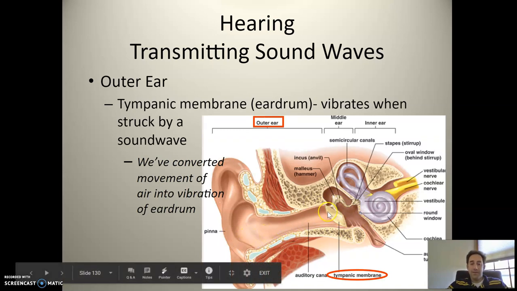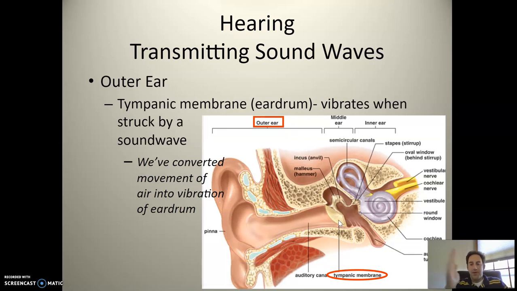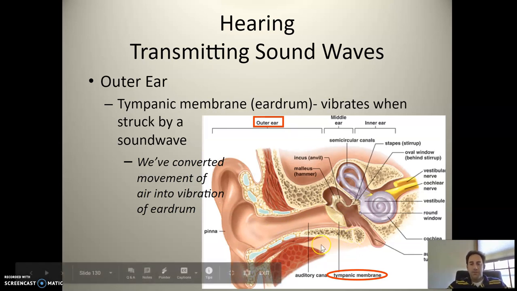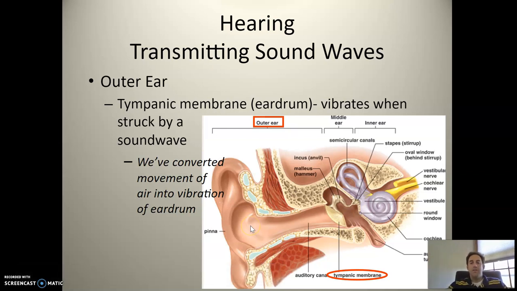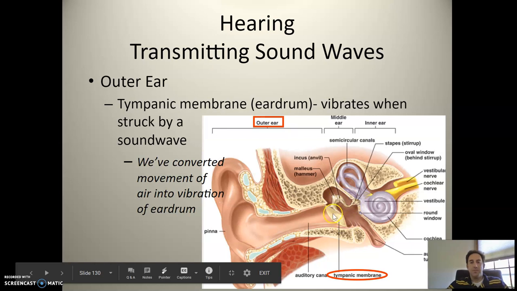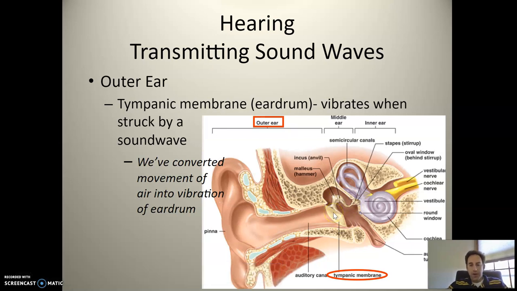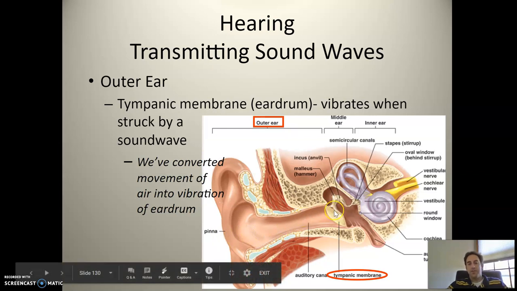When the sound wave hits that eardrum, it's a very thin thing, and it will vibrate. So this is our first conversion of energy here. That movement of air is converted into a vibration of the eardrum, the tympanic membrane, when it's struck. So at this point, we've converted the movement of air into a vibration of the eardrum.